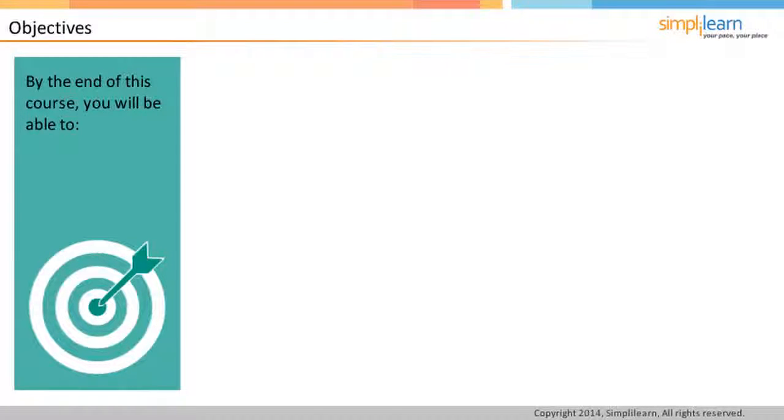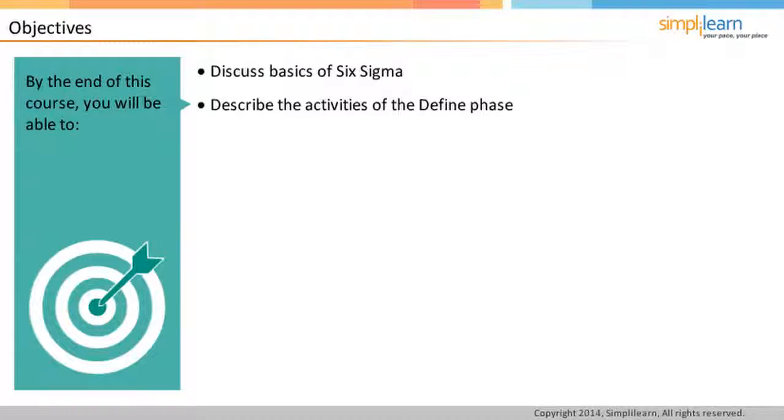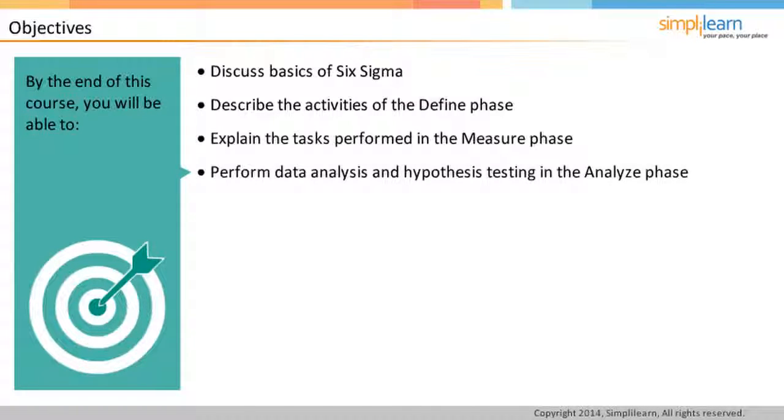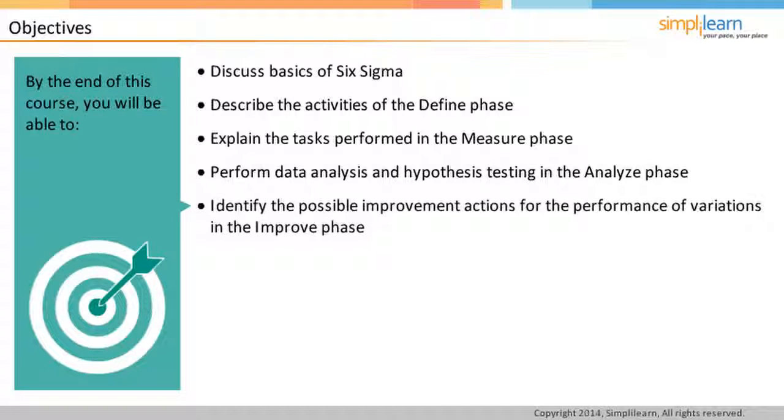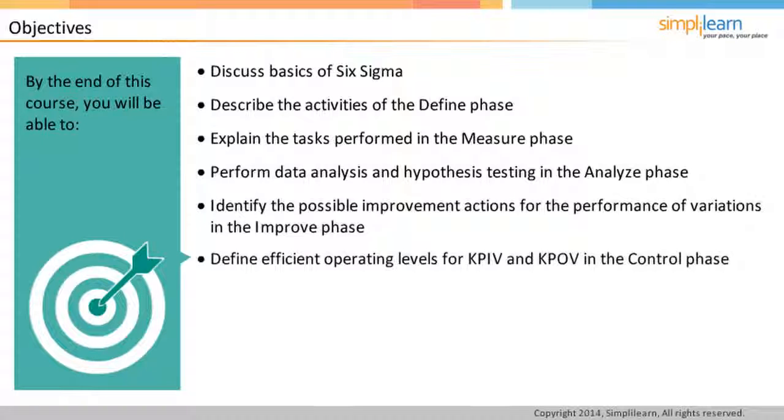After completing this course, you will be able to discuss the basics of Six Sigma, describe the activities of the define phase, and explain the tasks performed in the measure phase. You will also be able to perform data analysis and hypothesis testing in the analyze phase. Finally, you will be able to identify the possible improvement actions for the performance of variations in the improve phase and define efficient operating levels for KPIV and KPOV in the control phase. Let us learn about Simplilearn's CSSGB course in the following screen.